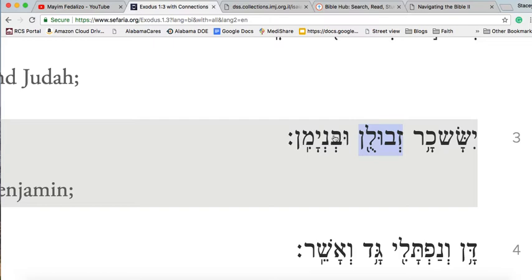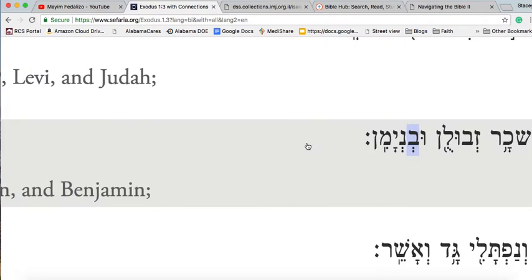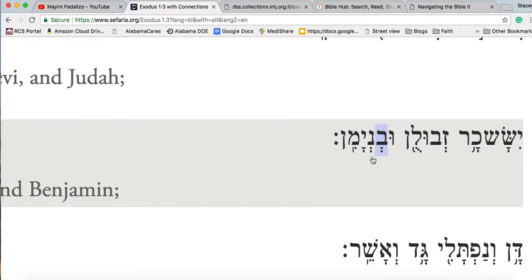This would typically be like a bait sound, but here it's more like a V sound. Uvin, ya, min, Vinyamin. It would be Binyamin. This is just a connector, a conjunction. So really, I just want you to look at this word right here. Binyamin, which means the son of my days. Bin is son. Yam, my days. Binyamin is son of my days.